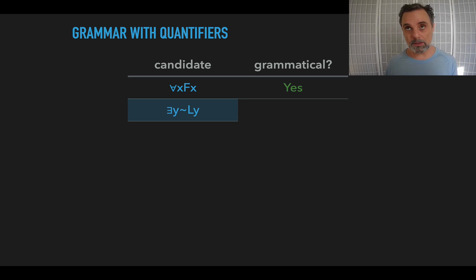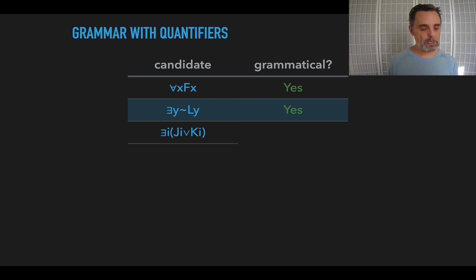How about some y, not Ly? Well, big L is a predicate letter and y is a variable, so we have a predicate letter followed by a variable. That's a formula. We can put a negation on the front of that and build another formula. So we can take our quantifier and a variable and attach it to the not Ly. That's grammatical.